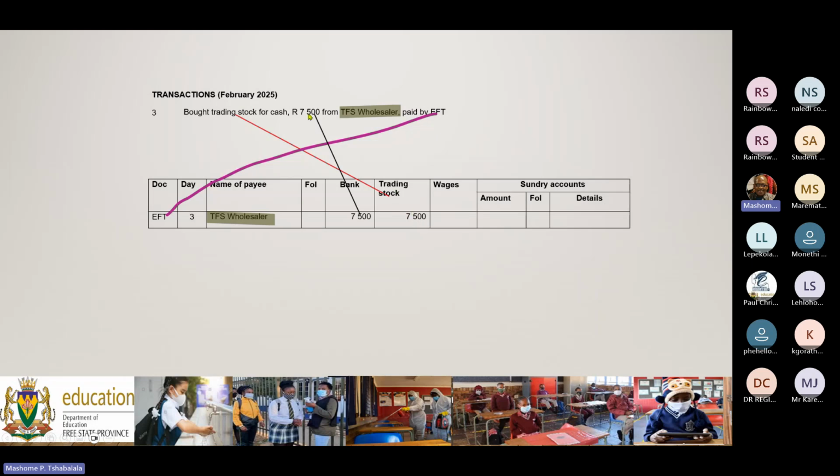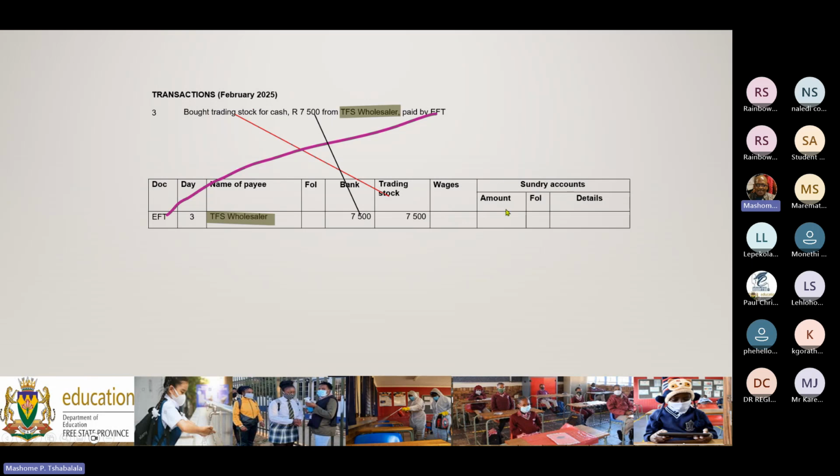Then the bank learners, I've mentioned that it is compulsory. All of us learners, remember, it is compulsory to have the bank column on the CPJ. Then the bank column will record all the transactions of the CPJ. It will be 7,500, which is the total amount that was paid for buying of trading stock. Now, this transaction will only be recorded under bank and the trading stock. Wages is not affected. Therefore, you cannot record anything under wages.